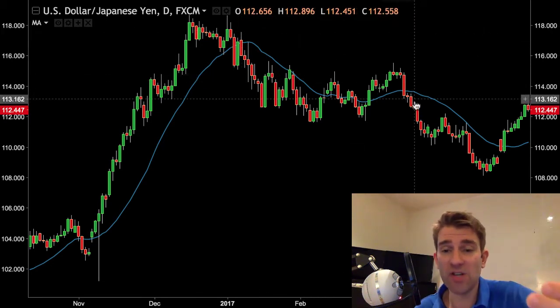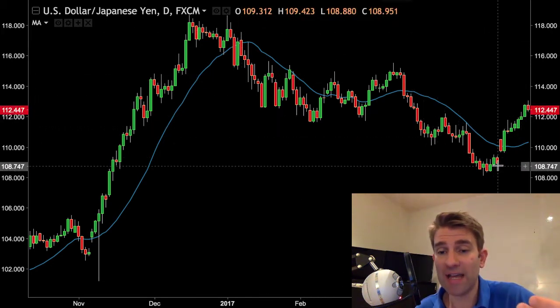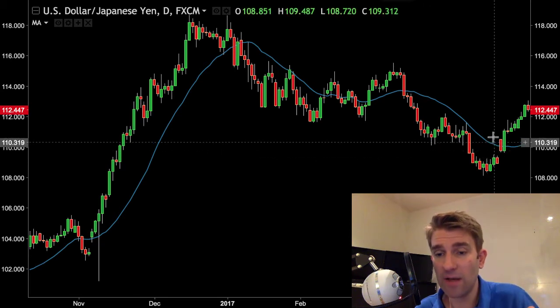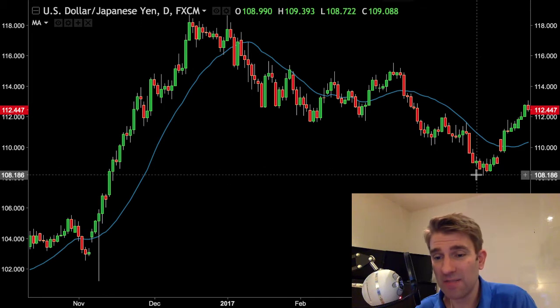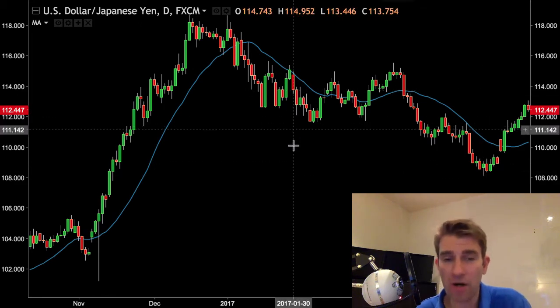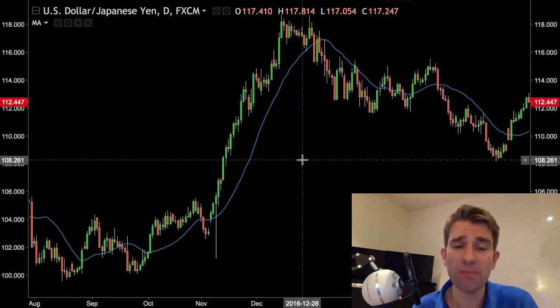If we talk about this example here, we were going short. In actual fact, that kept us in, by the look of it, up until here. So even though that actually gave back quite a lot, didn't it? From 108 back to sort of 111, it's quite a lot to give back. But it's something to think about.